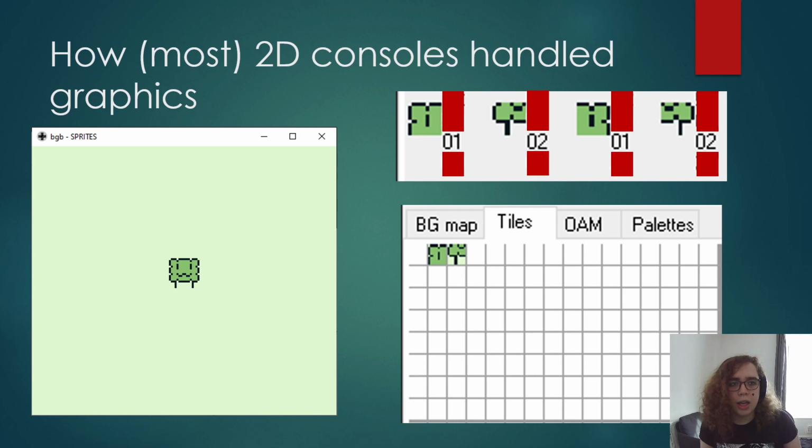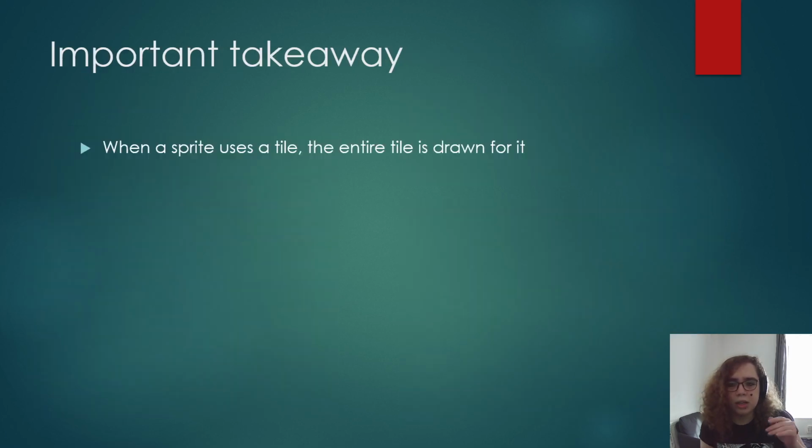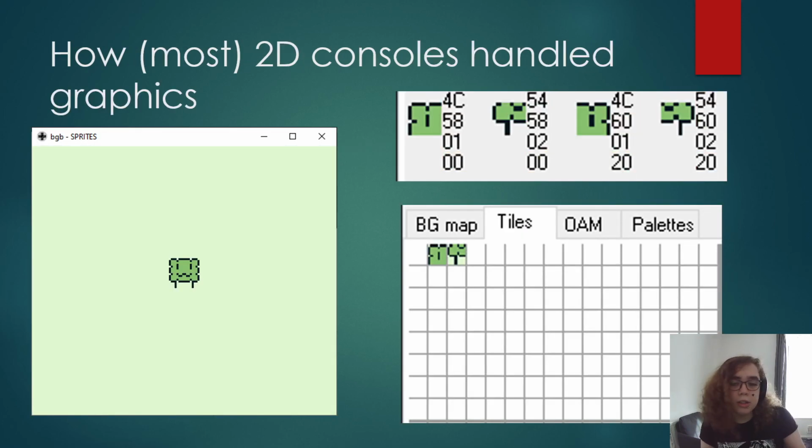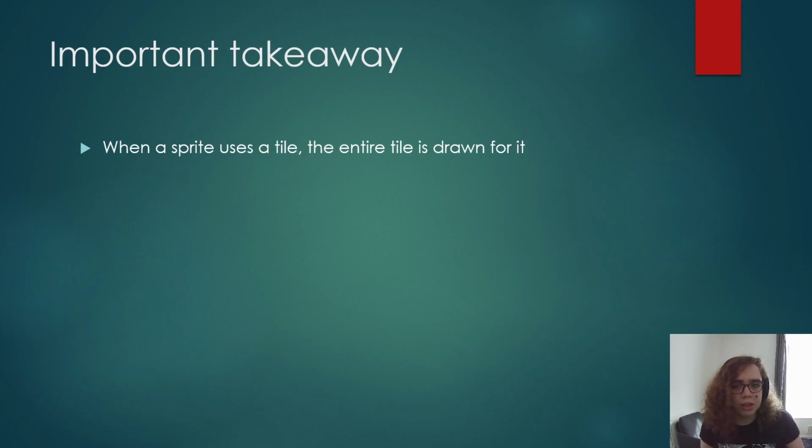flipped. Now, the important thing to take away from this is that when a sprite uses a tile, the entire tile is drawn. If I go back to this, none of the bytes there specify how much of a tile to use. The only thing that's specified is just use this tile, and that's it. And that's one of the important takeaways with this.